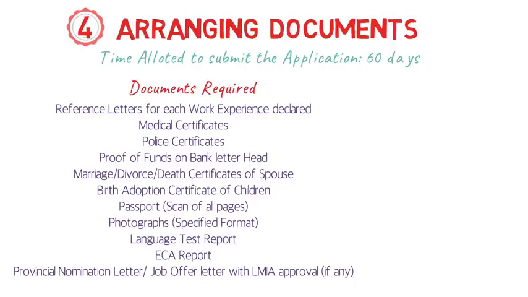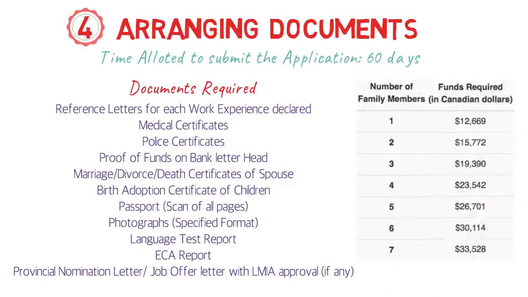Now, proof of funds. Proof of funds is something very important. You need to have a certain amount of saving in your bank account. And what is that amount of saving? You need to prove that you have this amount of saving in your bank account. If you're a single applicant, then you would need $12,669. If you're traveling with your spouse, in that case, you would need $15,772. If you have one kid as well, in that case, you would need $19,390, and so on. Okay, so this was about the documents.